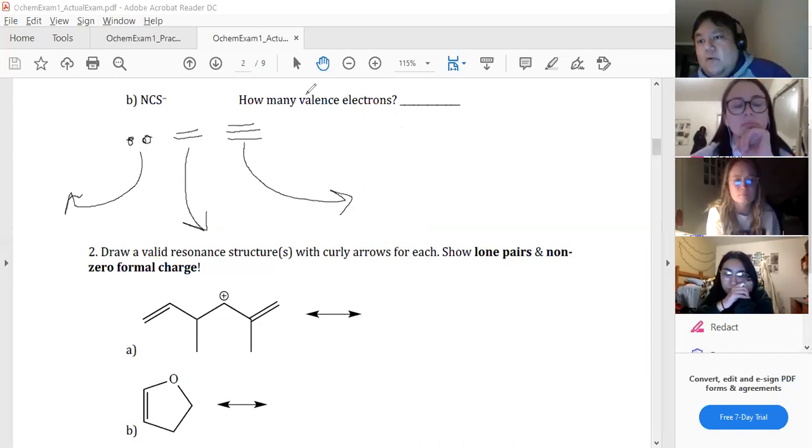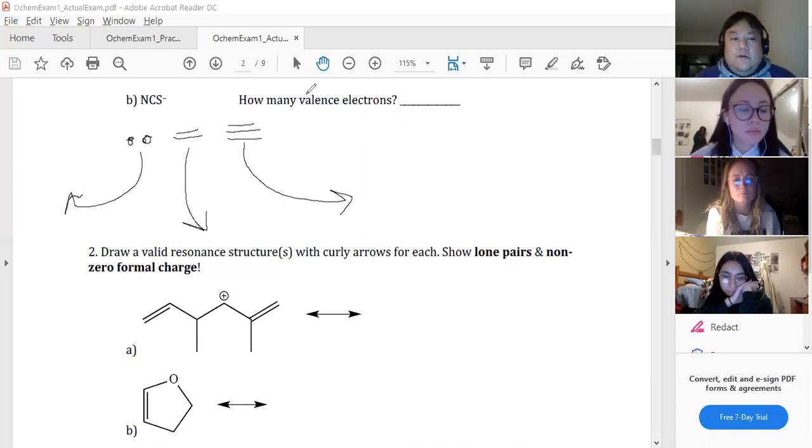And your arrow points to where it's going. It could be going onto a bond. It could be going onto the atom. So the tail is where it starts. That's your second rule: your arrow always starts where your electrons are and goes to where they're going.